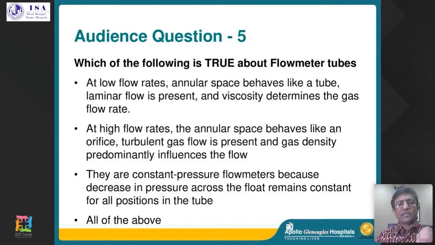About flow meters, they are constant pressure flow meters because the decrease in pressure across the float remains constant for all positions in the tube. Or is it all of the above?